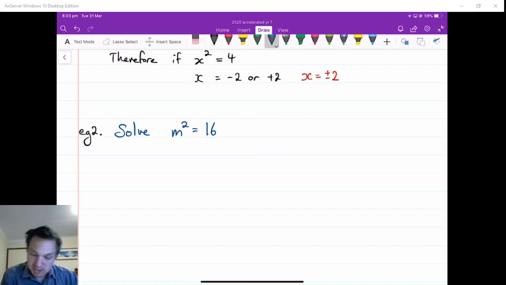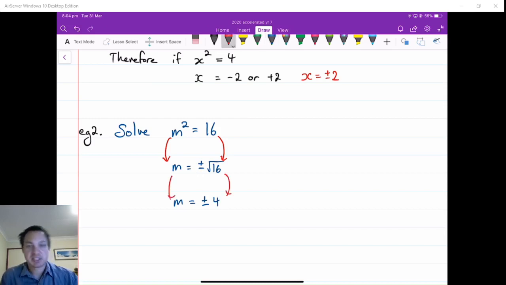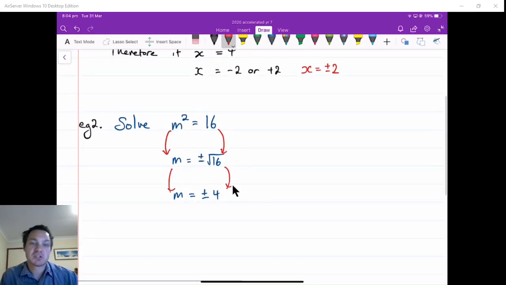How we show this straight away is, if I have an equation and I square root this side and square root that side, I just have to realize that m is plus or minus the square root of 16. There are two answers, plus or minus, and the square root of 16 is 4. So m is equal to plus or minus 4.